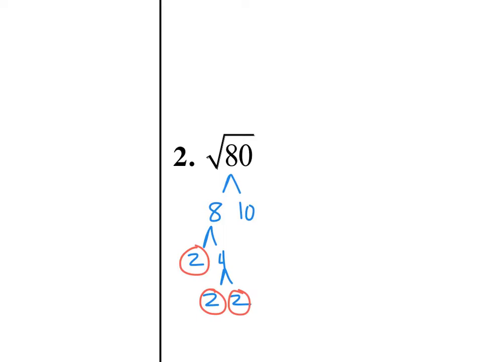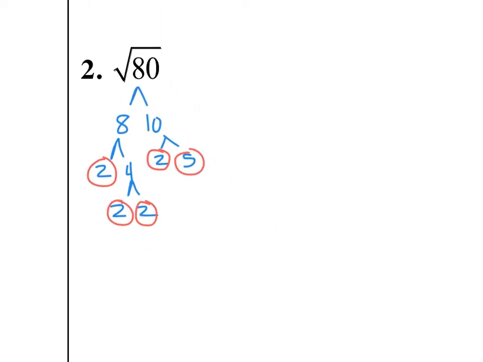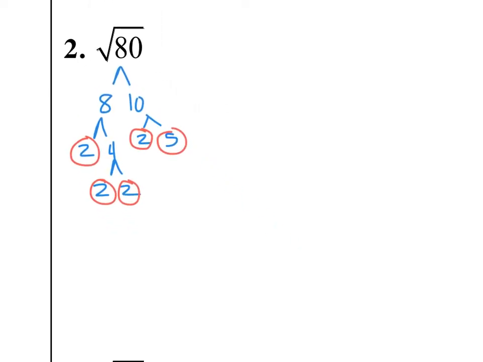I only circle the numbers that are prime. I now need to ask myself how to break apart a 10, and I can do 2 times 5. So I have a lot of prime numbers circled. Our next step is to put all those prime numbers under our radical. What I like to do is put 2's with 2's and then other numbers with themselves. So I'm going to do the square root of 2 times 2 times 2 times 2 times 5. And again, we have to ask ourselves, double on the inside, single on the outside.